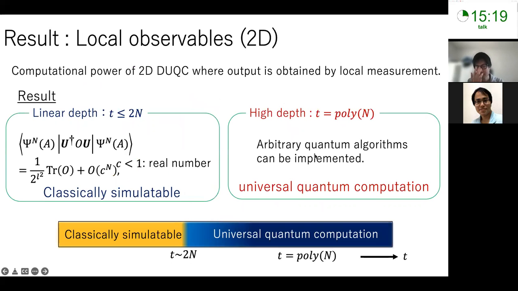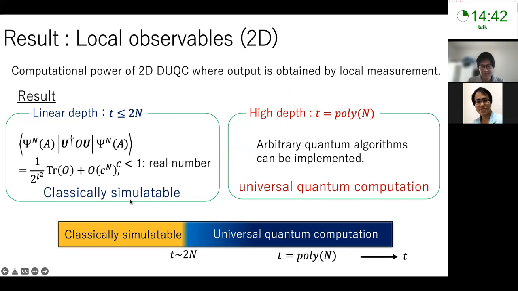So to summarize, for the computational power of 2D dual-unitary circuit where the output is obtained by local measurement, in early time, they are classically simulable. In late time, they can perform universal quantum computation. This proof is also similar to the 1D case, so I skip this proof.